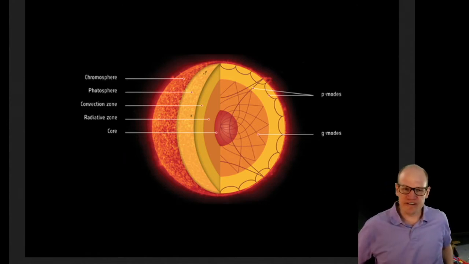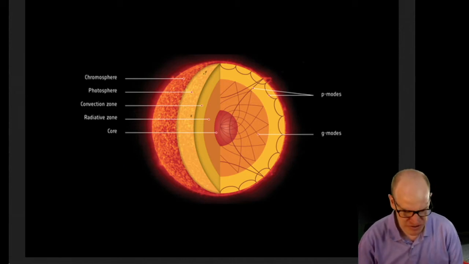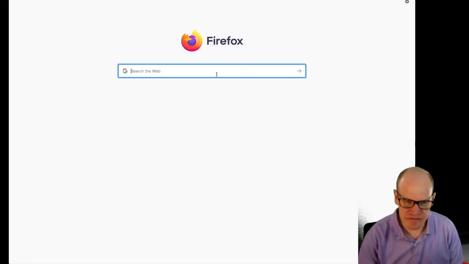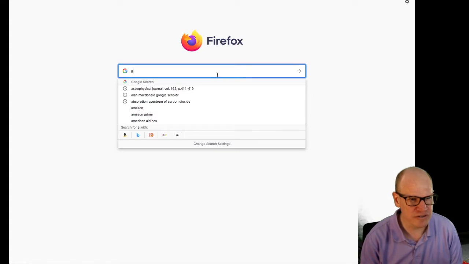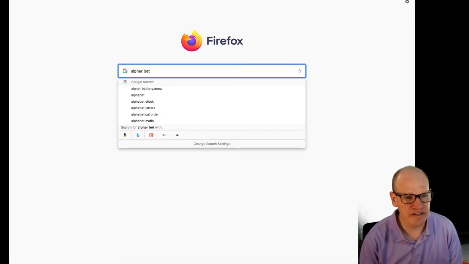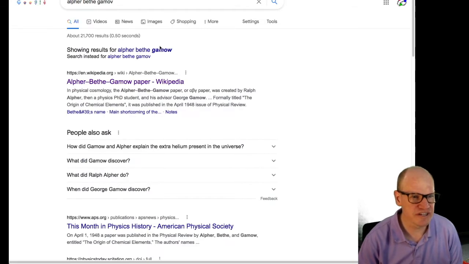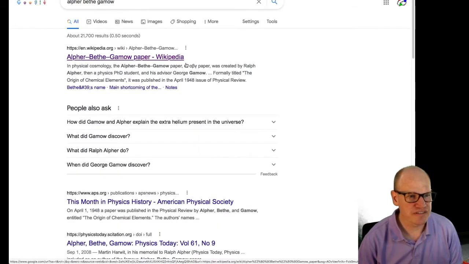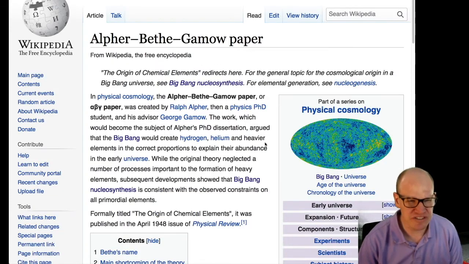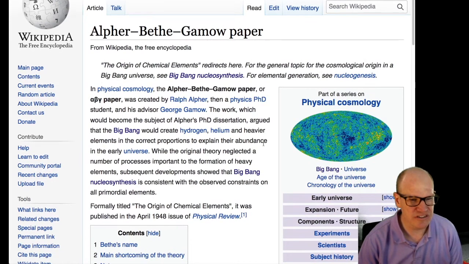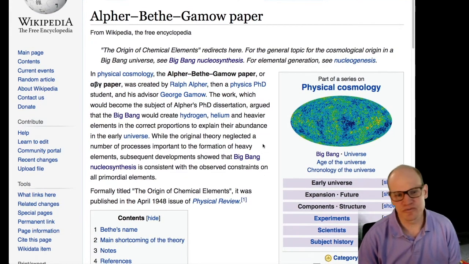So it's been known for quite a while, since the 1940s or so. There was a very famous paper, I believe this is the right paper, Alpher, Bethe, and Gamow. Gamow with a W, but that's okay. So the Alpher, Bethe, Gamow paper, I want to see if this is actually the one. No, this is the Big Bang paper. Okay, well, anyway, the Big Bang paper, Alpher, Bethe, and Gamow.